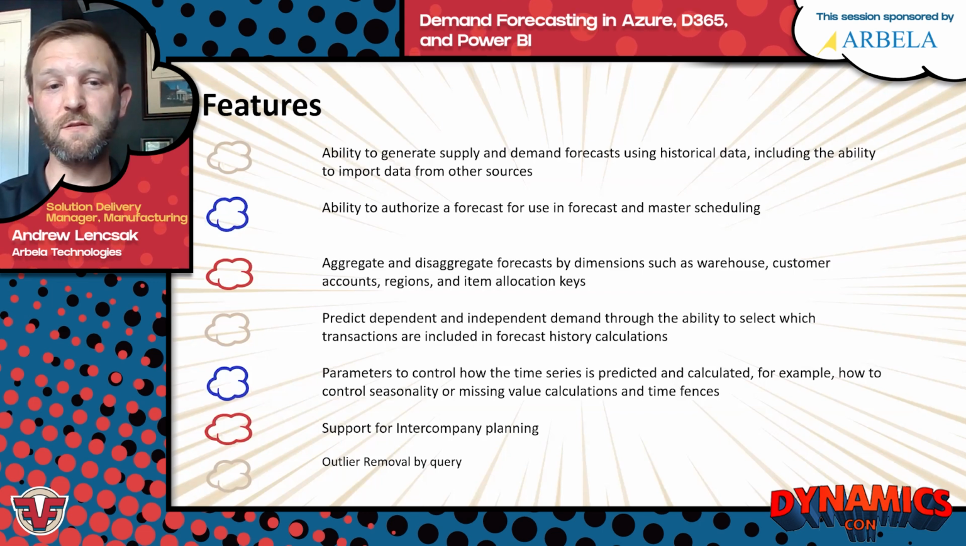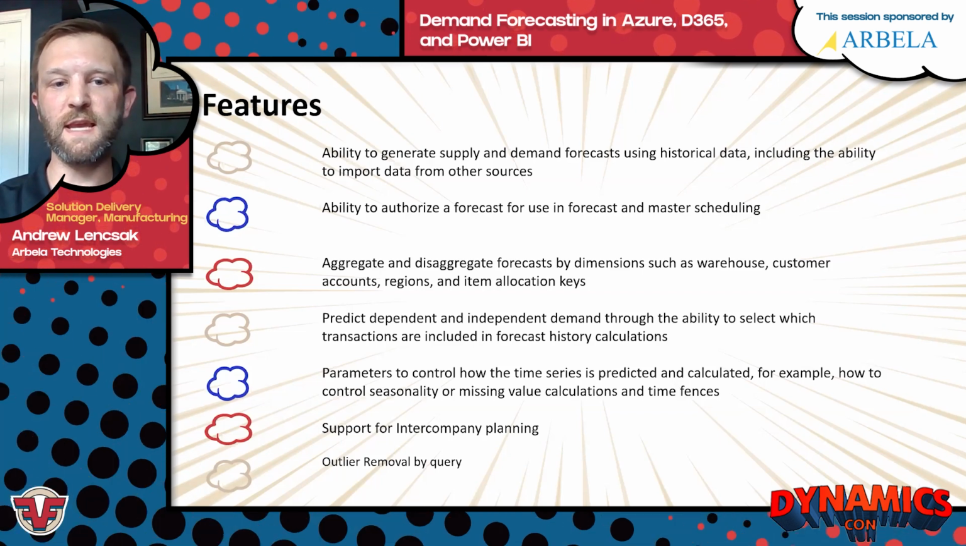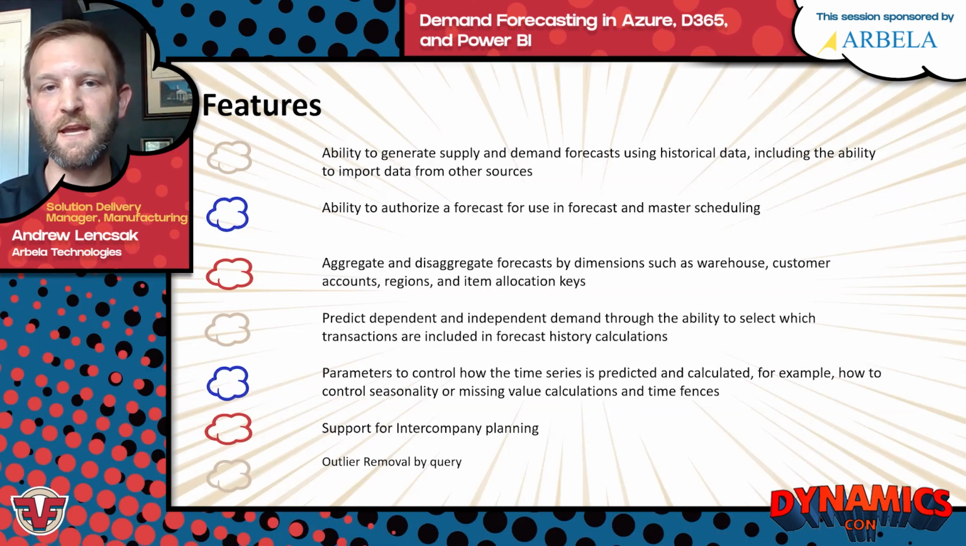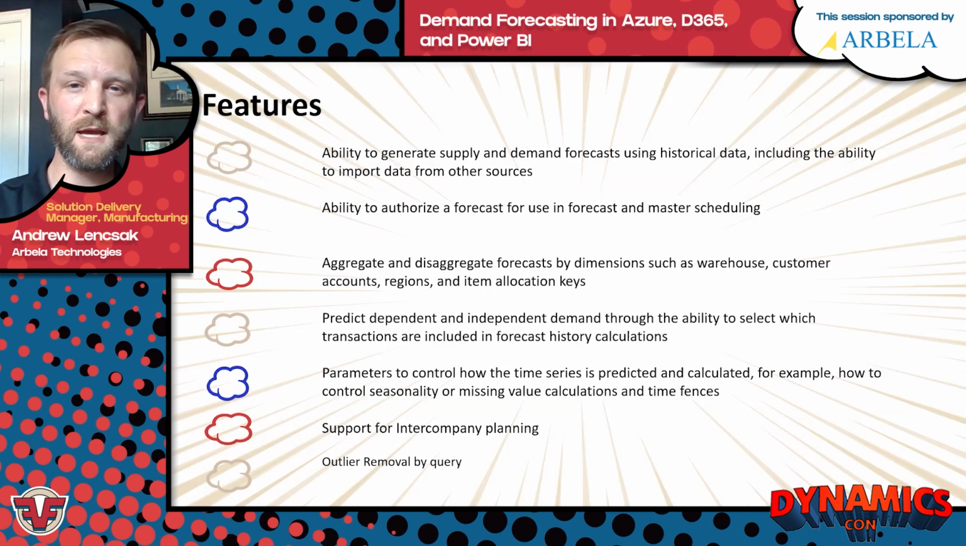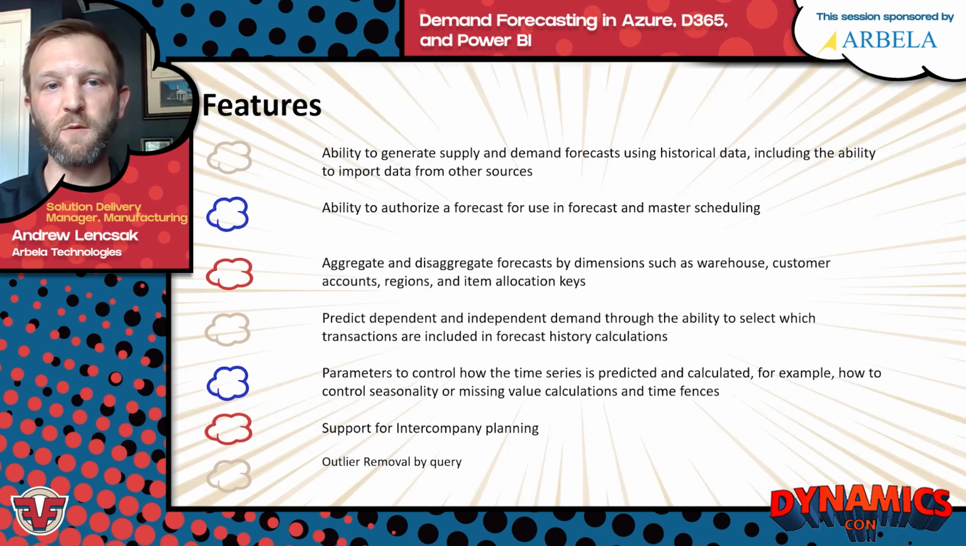You also have the ability to select and configure parameters that control how that time series is predicted and calculated. For example, how do we control seasonality or missing values? If I'm forecasting using the forecast bucket of the year 2020, and it just so happens that we had no sales in May of 2020, do I want to use that as my baseline for the year 2021? Or is that an outlier? Is that something that we don't expect?